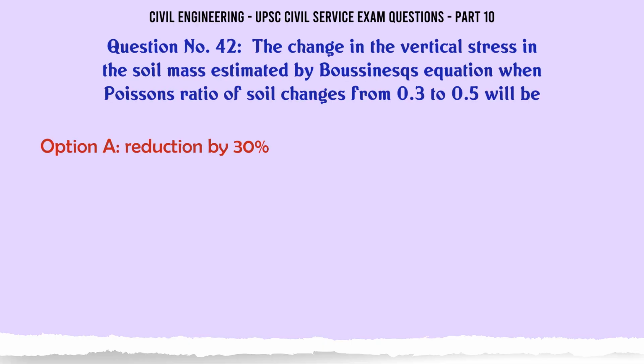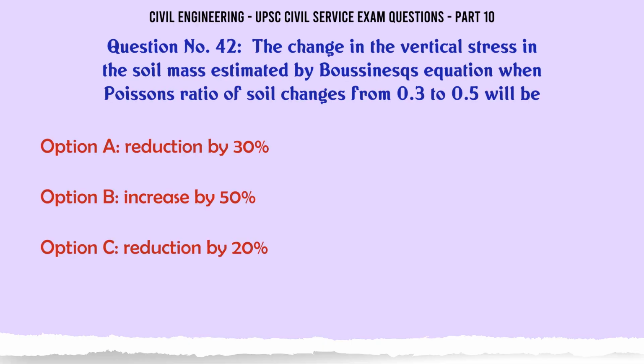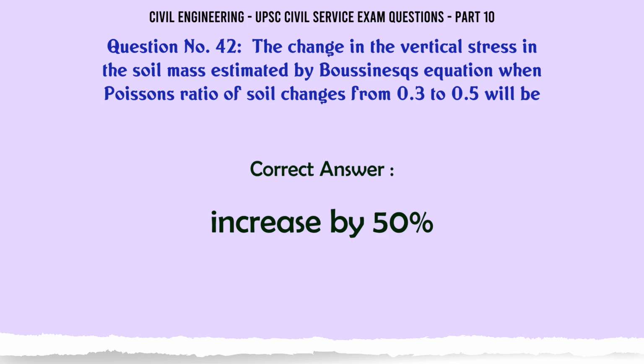The change in the vertical stress in the soil mass estimated by Boussinesq's equation when Poisson's ratio of soil changes from 0.3 to 0.5 will be A. Reduction by 30%. B. Increase by 50%. C. Reduction by 20%. D. No change. The correct answer is increase by 50%.